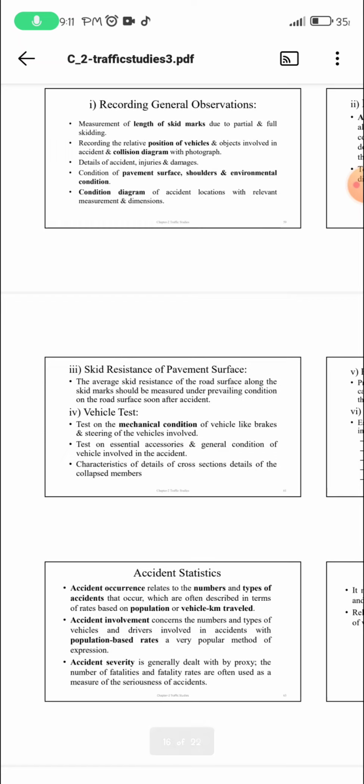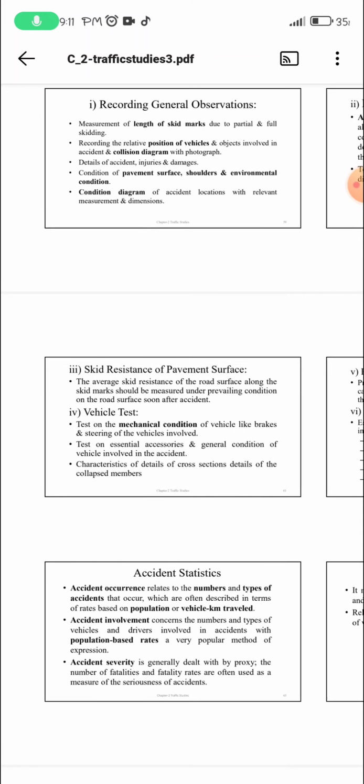Skid resistance of pavement surface. The average skid resistance of the road surface along the skid marks will be measured under prevailing conditions on the road surface soon after the accident. Vehicle test. Test on the mechanical condition of the vehicle, like brakes and steering of the vehicle involved. Test on essential accessories and general condition of the vehicle involved in the accident.